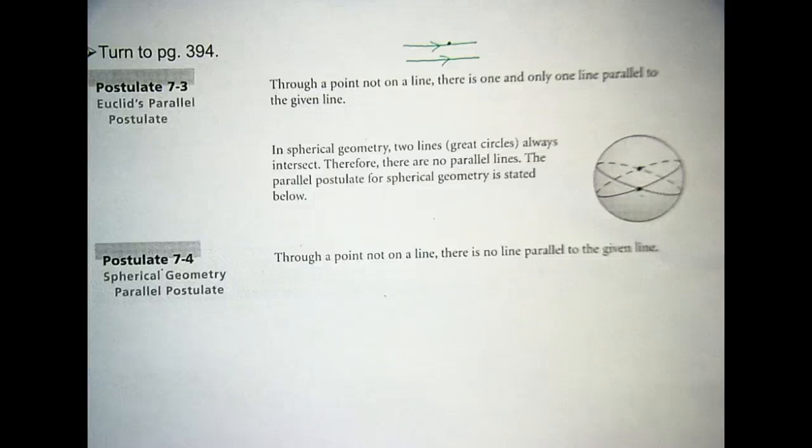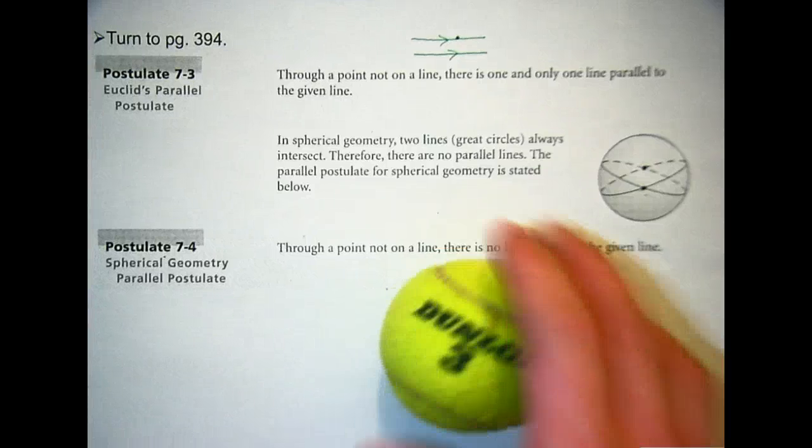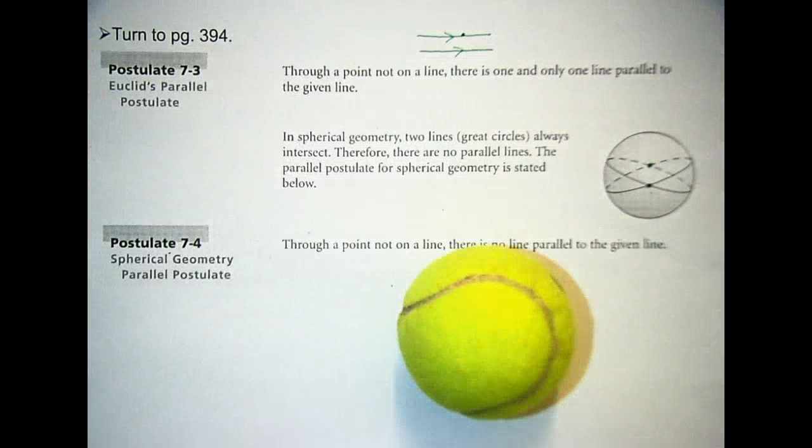So what I want you to do right now is take your tennis ball, and I don't want you to necessarily take my word for it that there aren't any parallel lines. Take your tennis ball and try to use the rubber bands to make two parallel lines. If you can do it, then we have disproved the spherical geometry parallel postulate, and we are all going to be very famous. Okay, give it a go.